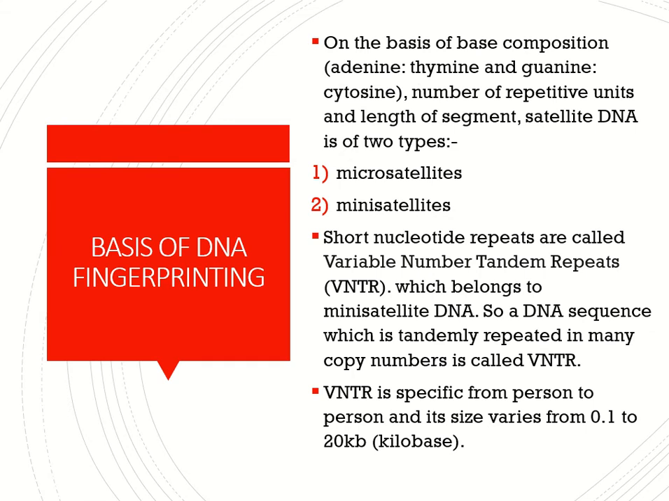On the basis of base composition, number of repetitive units and length of segment, satellite DNA is of two types: microsatellites and minisatellites. Short nucleotide repeats called variable number tandem repeats, VNTR, belong to minisatellite DNA. So a DNA sequence which is tandemly repeated in many copy numbers is called VNTR. VNTR is specific from person to person and its size varies from 0.1 to 20 kilobase.